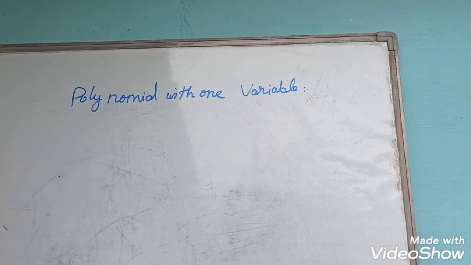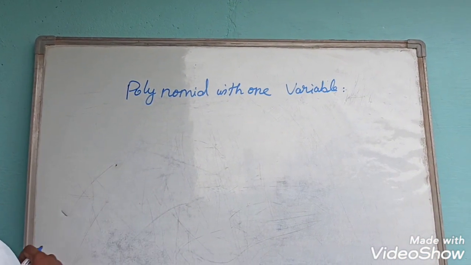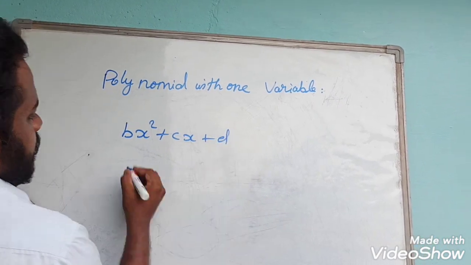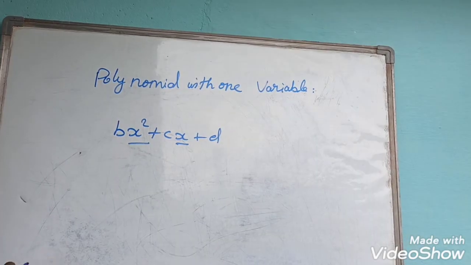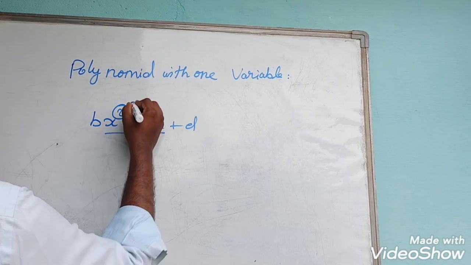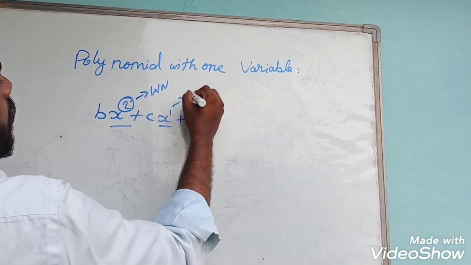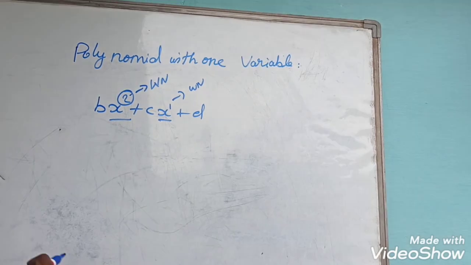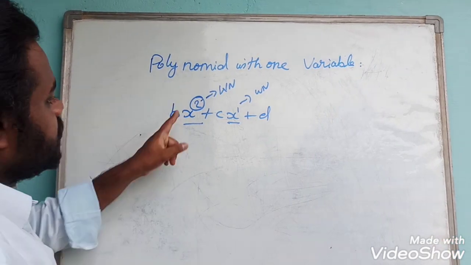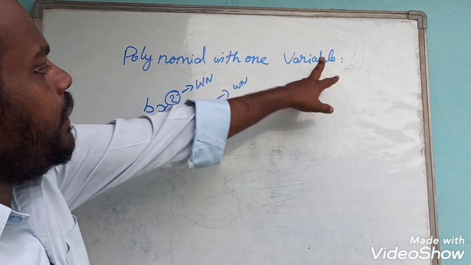Already I told you polynomials having all the expressions which contain one variable. So I write a basic form, ax square plus bx plus c. Here x is the variable, the exponent of this term is 2, which is a whole number, and this exponent is 1, also a whole number. We say this expression is a polynomial, and it contains only one variable. So this is a polynomial with one variable.